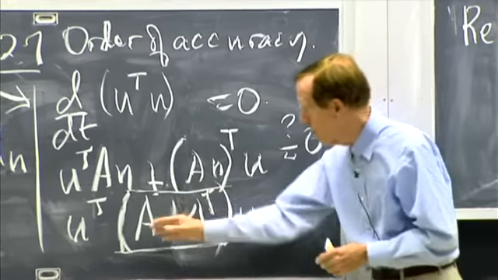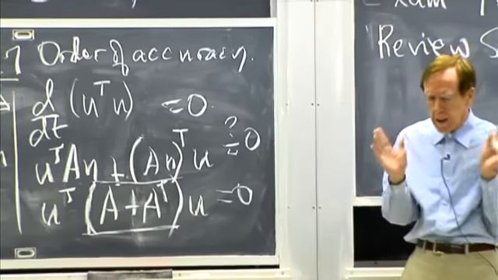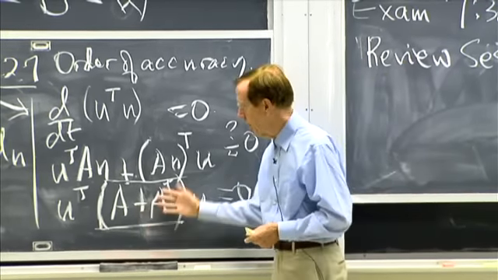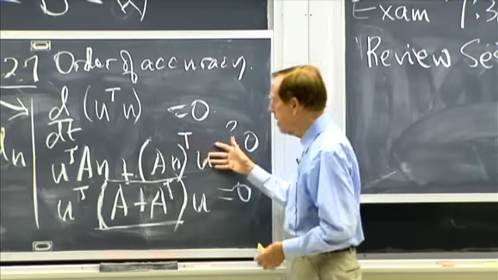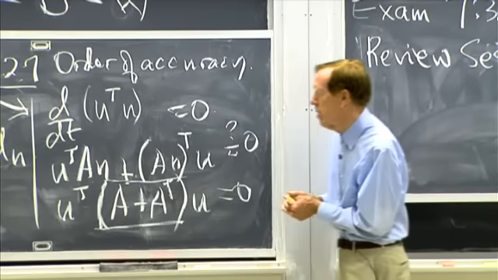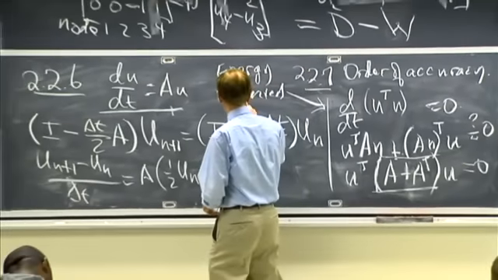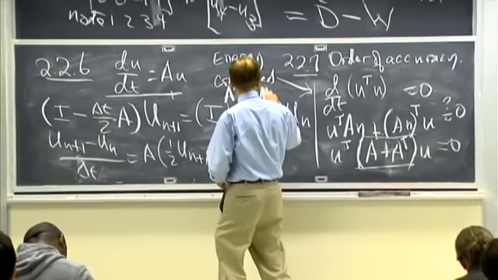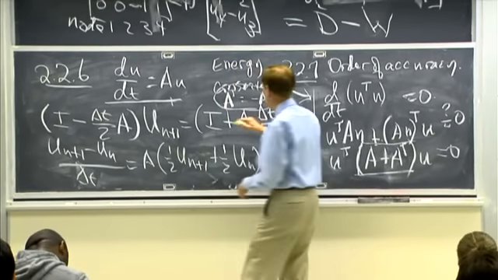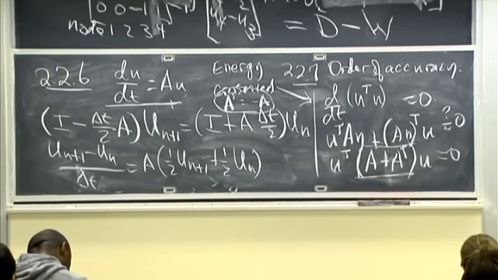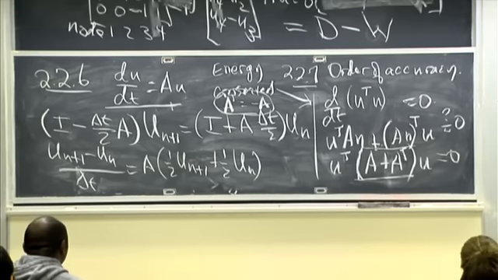If A transpose is minus A, that's the good one. If A transpose is minus A, this is 0. That's 0, that's 0, that's 0, and energy is conserved. So the energy is conserved when A transpose is minus A. It's for the antisymmetric A's that energy is conserved. And of course, this all makes sense.